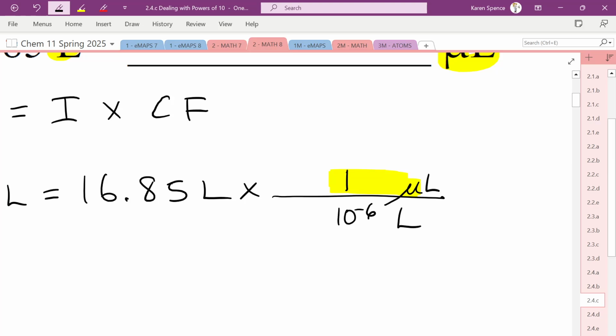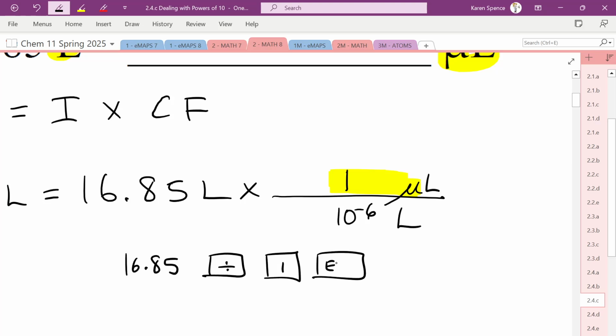So what you're going to do is on your calculator, type in 16.85, then divided by, then type 1, and then use your E button, EE or EXP or times 10 to the X, negative 6. Okay, type that in and see what you get.